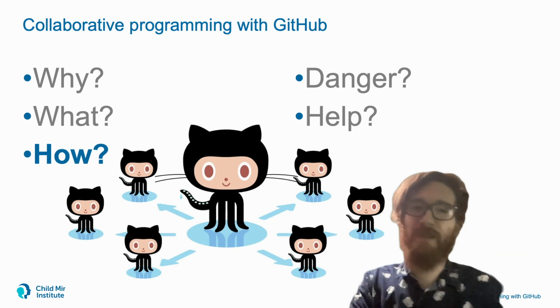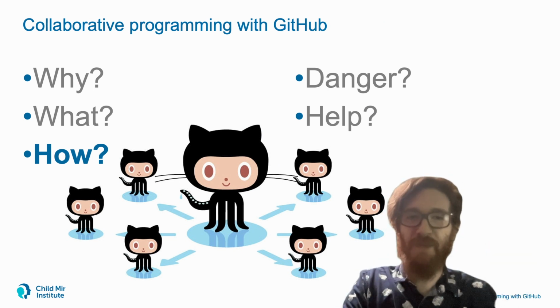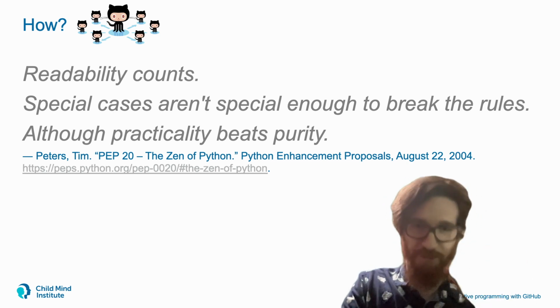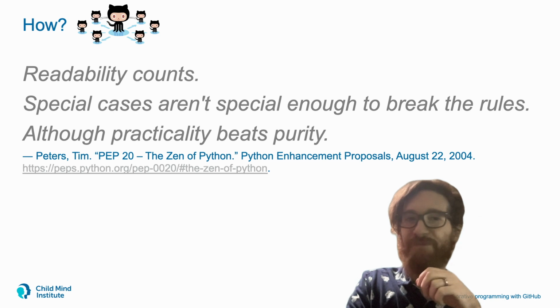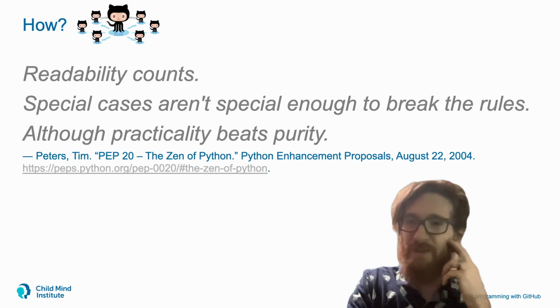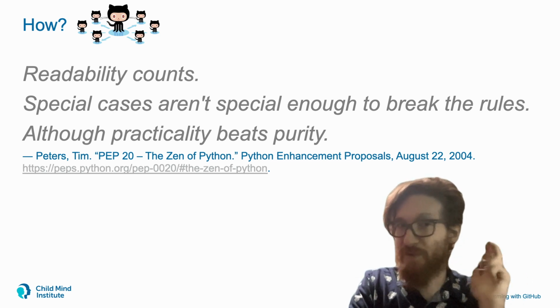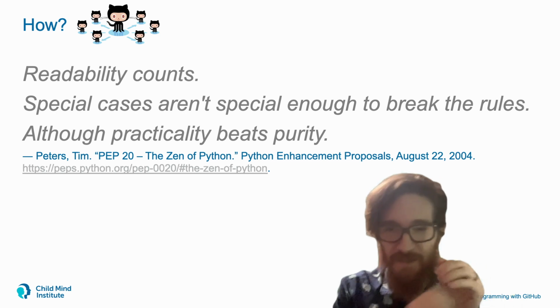How do we collaboratively program with GitHub? I've got a snippet here from the Zen of Python that is specifically Pythonic to do these things, but it applies generally in collaborative projects. Readability counts. Special cases aren't special enough to break the rules, although practicality beats purity. Giving some guidance here, these rules should be followed as much as is practical, but there will be times where it doesn't make sense to do one of these things. And if it doesn't make sense to do it, don't do it.